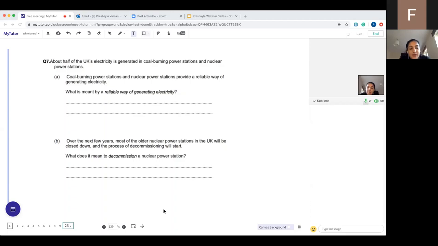For the next one, over the next few years, most of the older nuclear power stations in the UK will be closed down and the process of decommissioning will start. What does it mean to decommission a nuclear power station? So to decommission a nuclear power station means to remove all the radioactive waste that we have. So we need to get rid of anything that has been affected by the nuclear radioactivity, and we need to destroy it. So that's what it means to decommission.